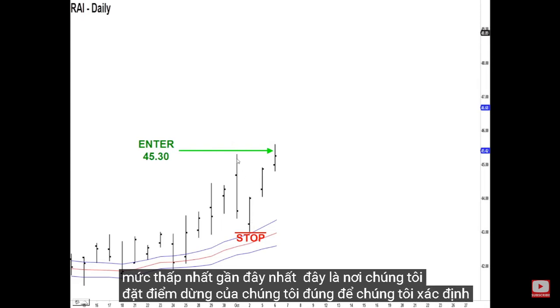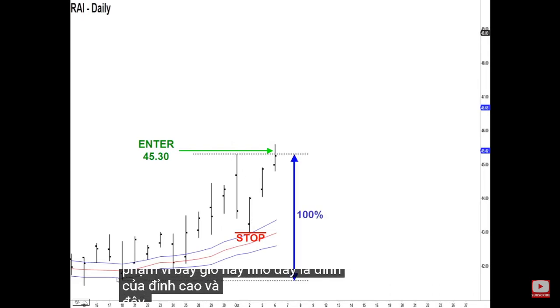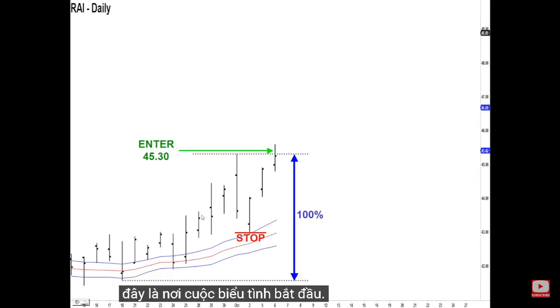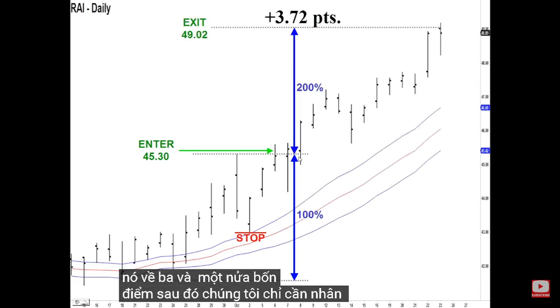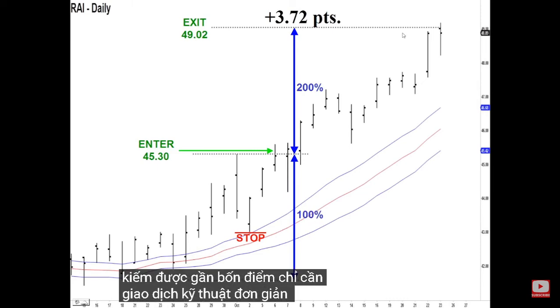All right, so we determine the range now. Remember, here's the top of the pivot high, and here's where the rally started. Here's where we first started to move higher. So this is 100%. However many points that is, I believe it's about 3.5, 4 points. Then we simply double that, and in roughly 2 or 3 weeks, you could have made nearly 4 points just trading this simple technique. Okay.